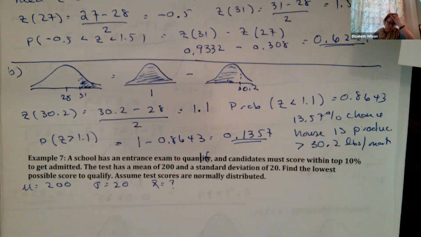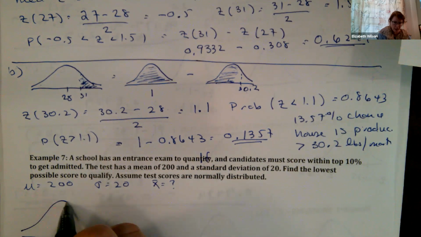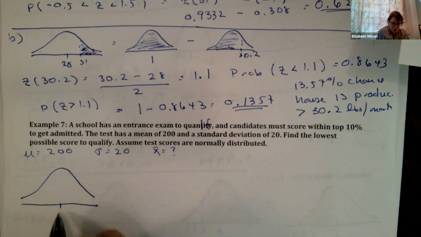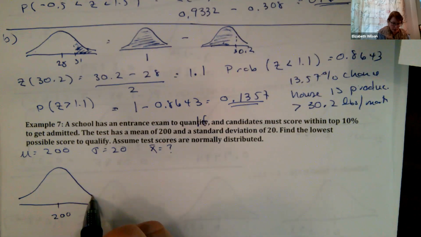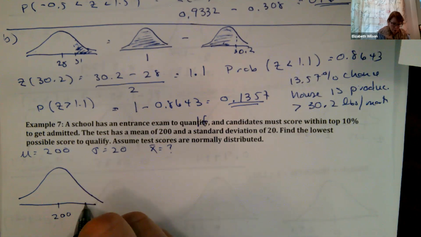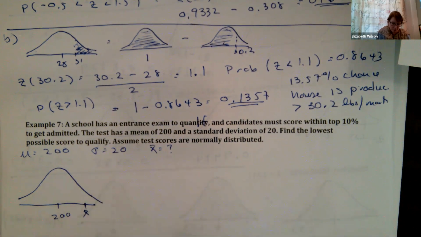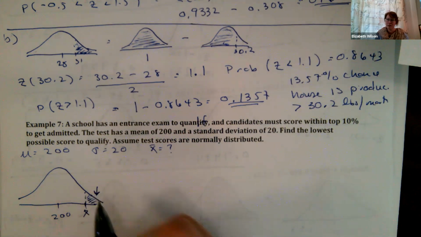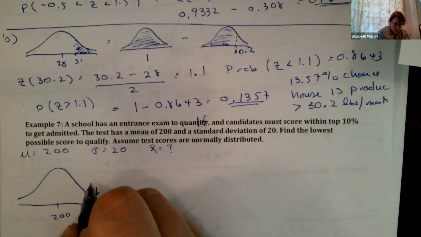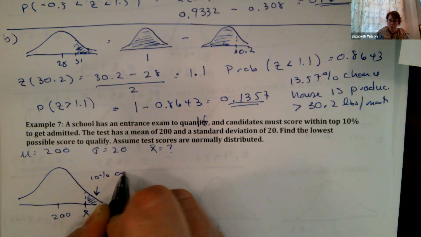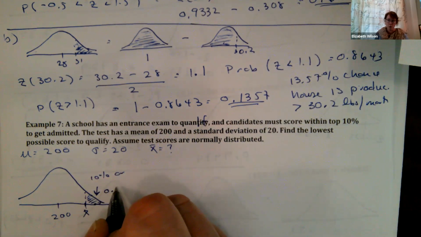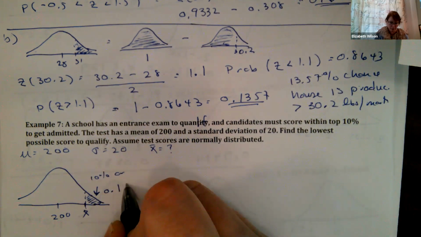Okay, so now let's think about what we need to do. So 10%, so I'm going to start drawing things out. When in doubt, if I'm not quite sure what to do or how to begin, I'll start drawing things out. So if my mean is at 200, and then my x bar, this is the x bar that we're looking for, this value here is going to give us the top 10%. So I'm going to say that's 10%, or in terms of probabilities, this area under this curve is equal to 0.1 as a probability.